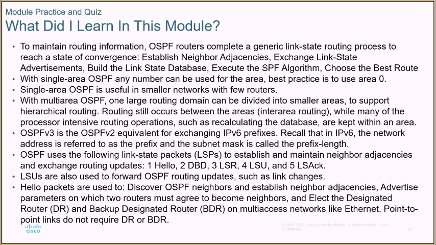To maintain routing information, OSPF routers complete a generic link state routing process to reach a state of convergence. So they establish neighbor adjacencies. They exchange link state advertisements. They build the link state database. Once they've got a completed database, they execute the SPF algorithm. And from that's where they get the best routes to all the destination networks.